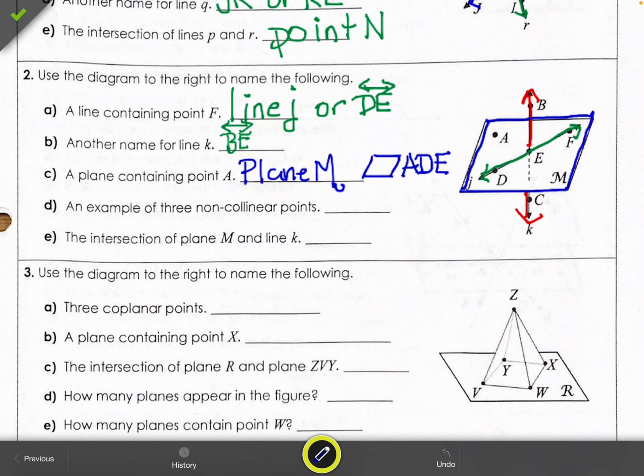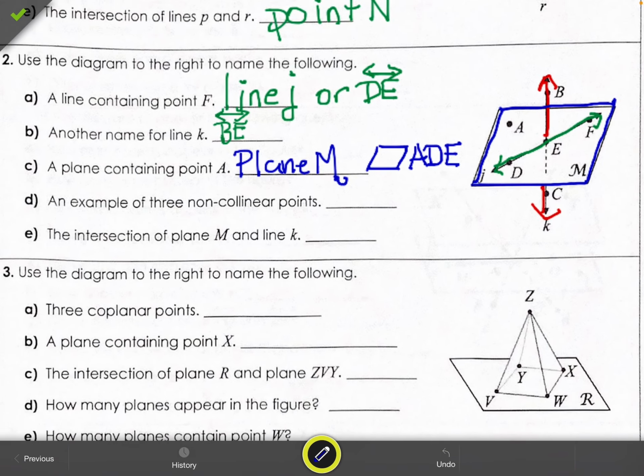All right, an example of 3 non-collinear points. Well, I just said some. We just talked about that. 3 non-collinear points, okay, could be points A, D, and E. Okay, we've already established they are not on the same line. But there's other points you could use there. You could say points D, E, and B, because B's like above D and E. You could say points C, B, and A. Okay, as long as they're not on the same line. The only thing you couldn't say is D, E, and F or B, E, and C.